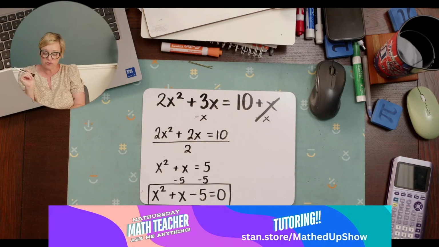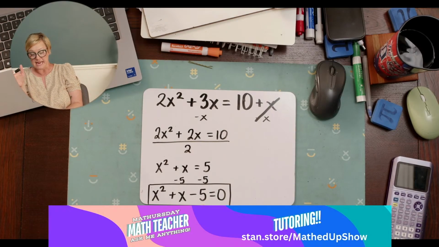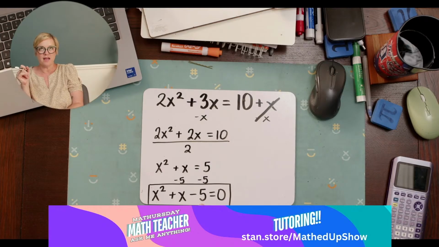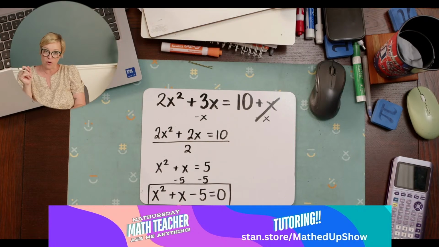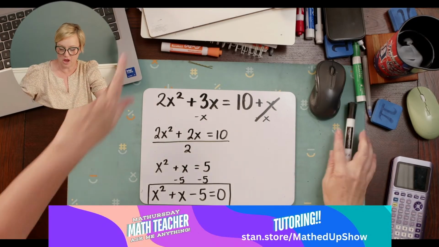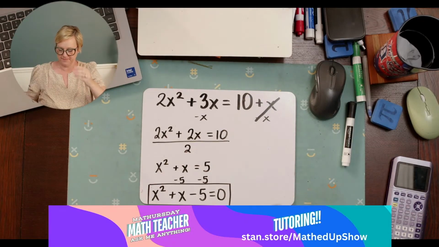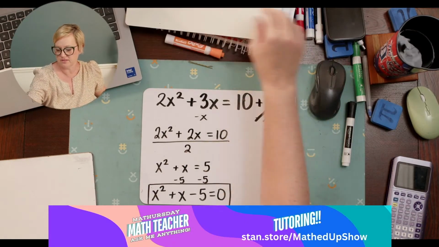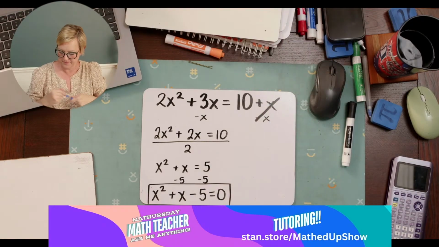So now with this, I'm going to check to see if it's factorable. If it's factorable, I could just solve it by factoring, and that's nice and clean. But the only factors of negative 5 are 5 and negative 1, or negative 5 and positive 1, and those don't add to 1. So my only other option is the quadratic formula. Quadratic formula is our favorite little ditty.